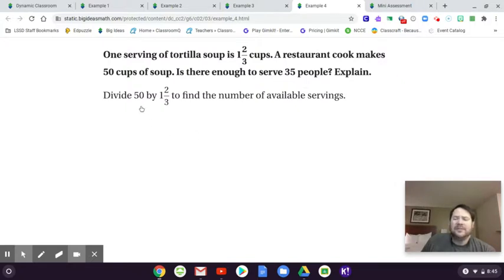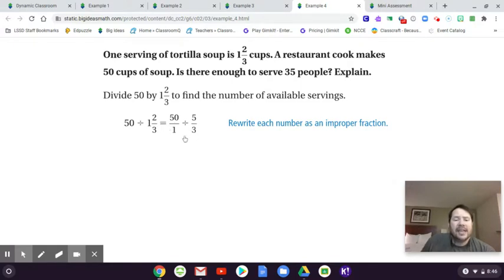So how do you write 50 as a fraction? Correct, it is 50 over 1. So it's 50 over 1. 1 2/3 we can turn into 5 thirds. If you have any questions on how to go from a mixed to an improper fraction, see us or email us. Get some help.